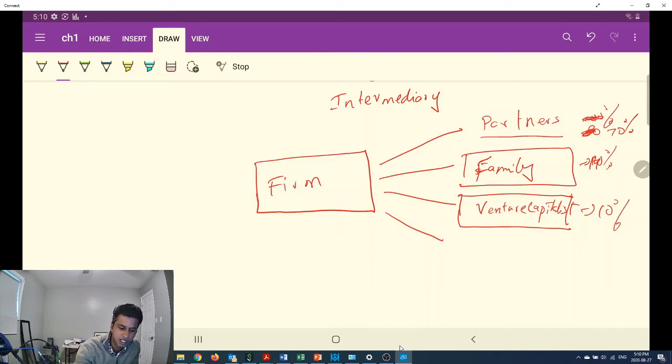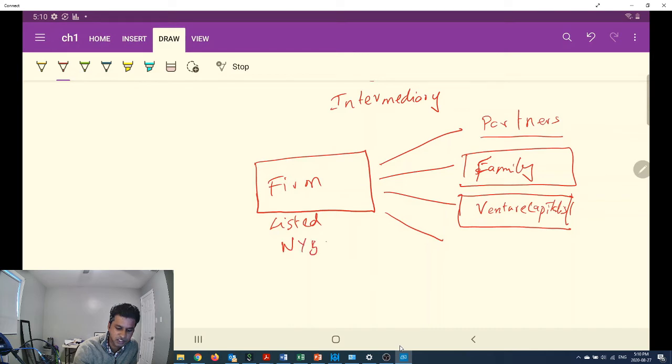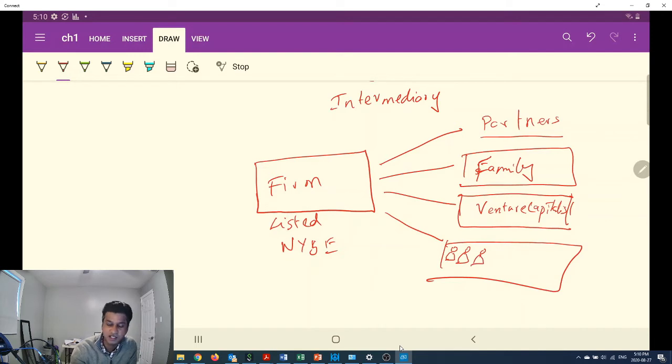I'm just making up these numbers, but as you start going public, as in your firm is listed on the stock market, like the New York Stock Exchange, in the case of Beyond Meat, then you have a bunch of individual people. Some of them might own only one share, and some of them might own 100,000 shares.